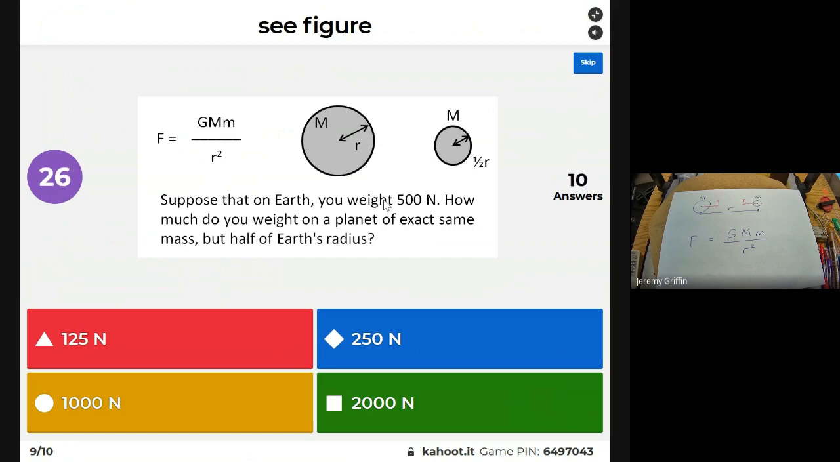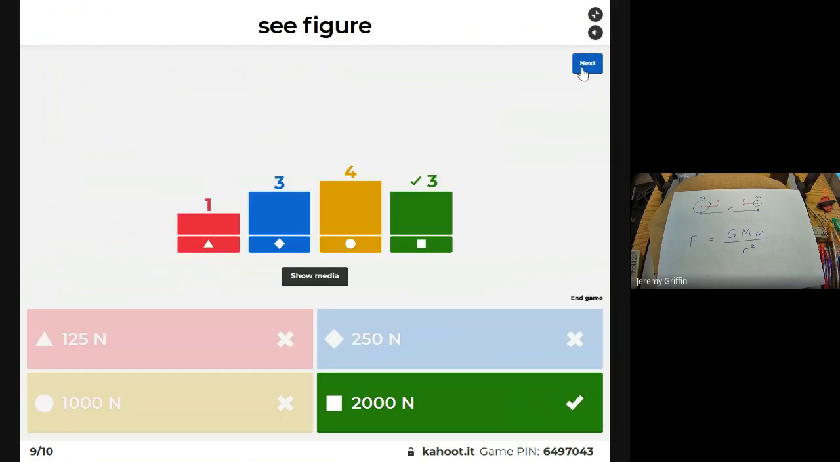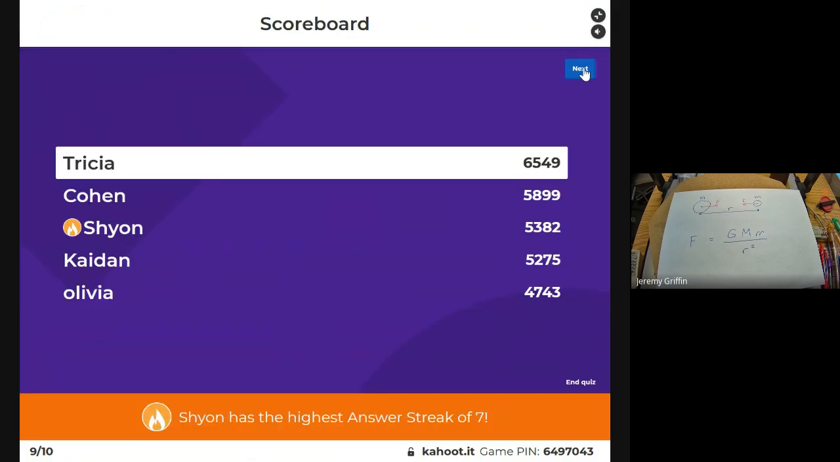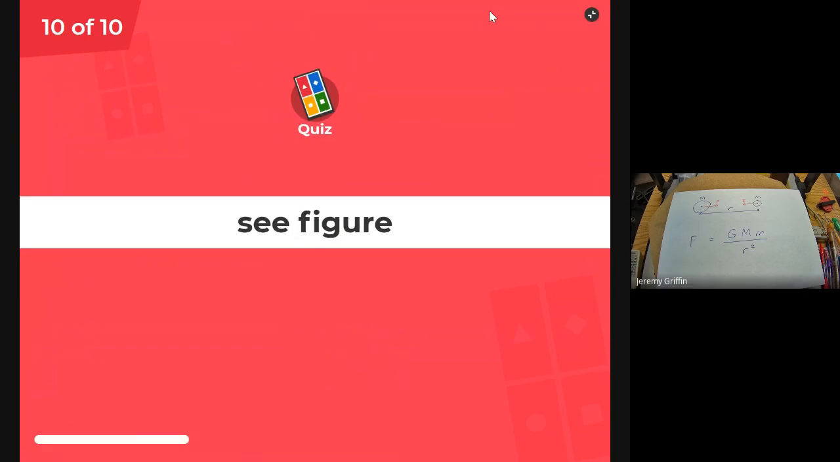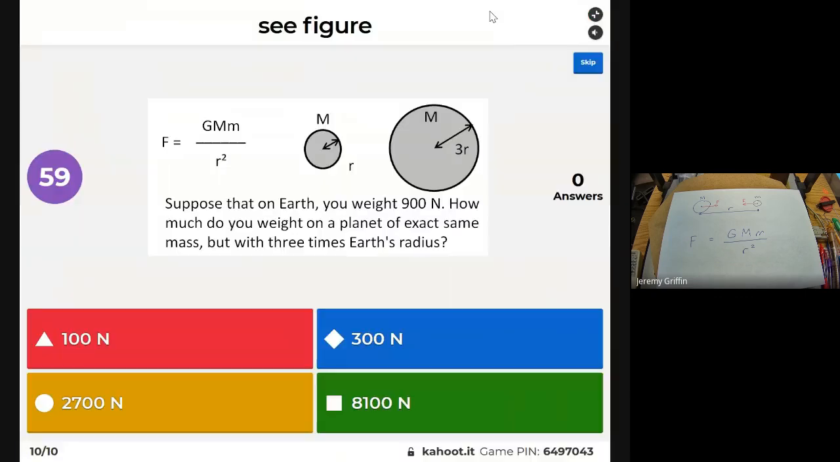What's 4 times 500 newtons? Right? 2,000 newtons. So it goes up by a factor of 4 times the original weight of 500 gives you 2,000 newtons. All right, last question for the win. Ooh, Cohen, Tricia, Cheyenne on fire, Kaden, and Olivia. Last question for the win.